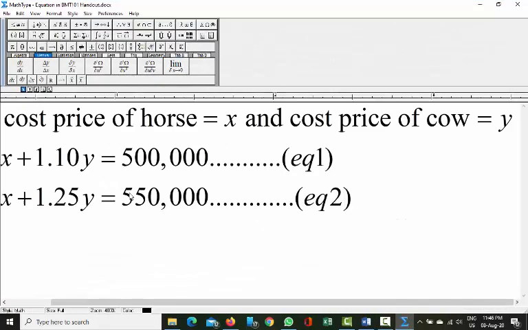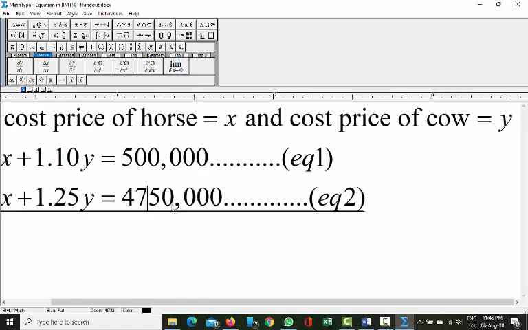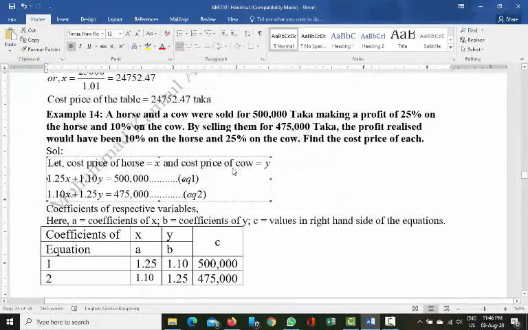Here there is a slight mistake. This is 475,000.